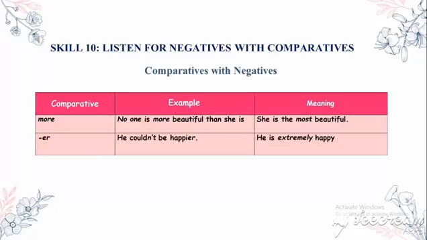And then the comparative ER. For example, he couldn't be happier. We can see couldn't here is negative, and then happier is comparative. And so the meaning is he is extremely happy. It has a very strong meaning, extremely here.